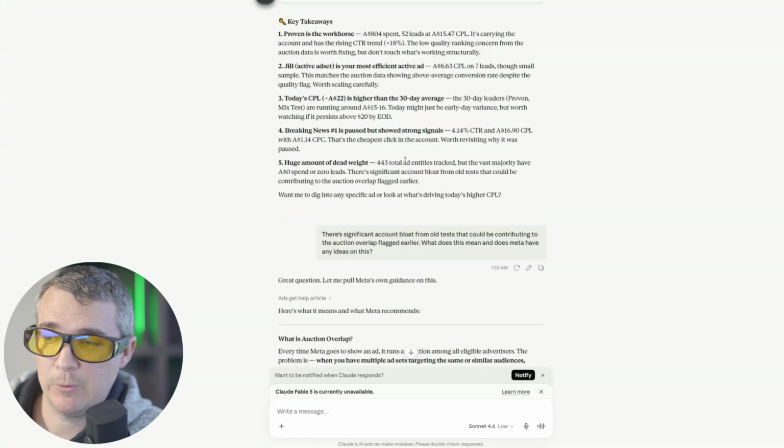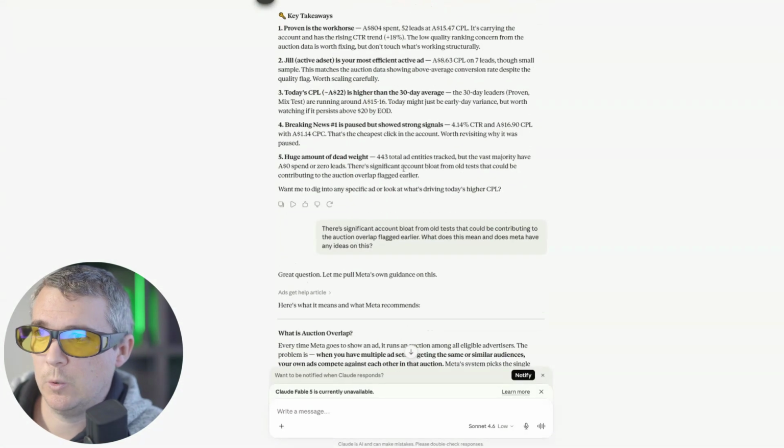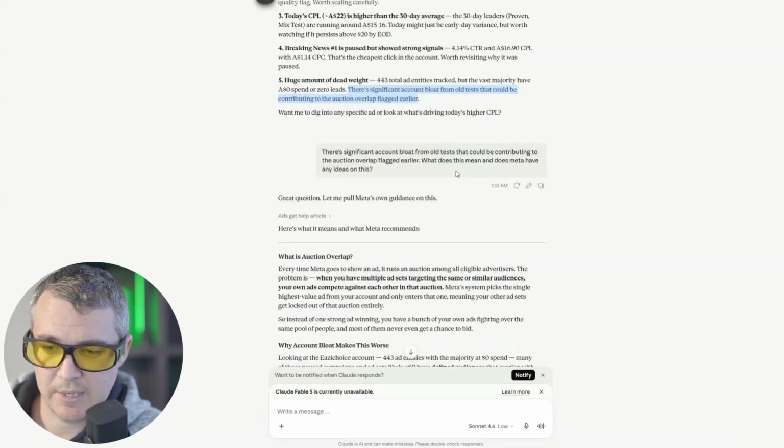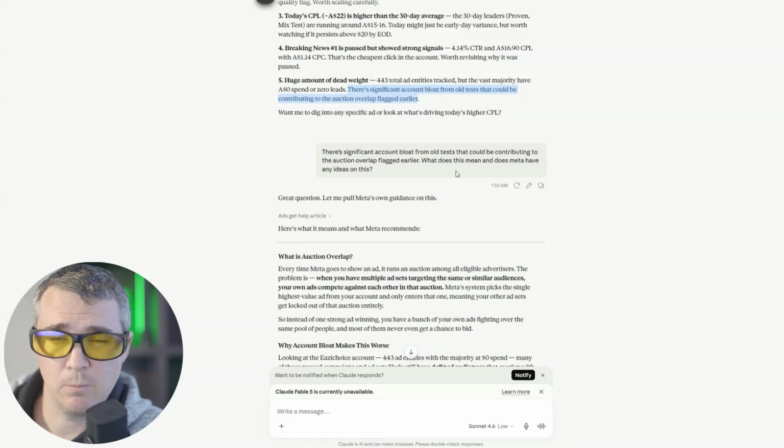Let's go ahead and look at what Claude told us. Basically, it said there's a significant amount of bloat from old tests that could be contributing to the auction overlap flagged earlier. Now, this is very controversial. A lot of people say that there's not really a thing of audience and auction overlap anymore, but it really depends on the actual market and who your ads are getting served to.